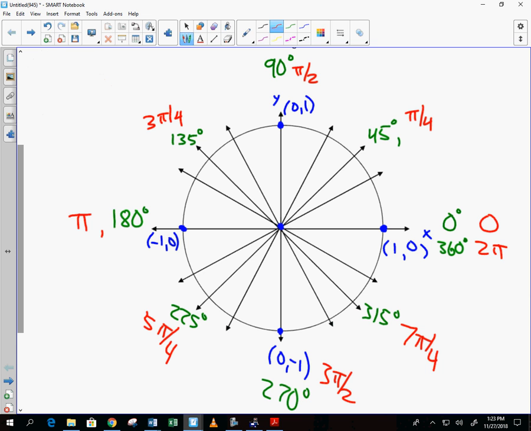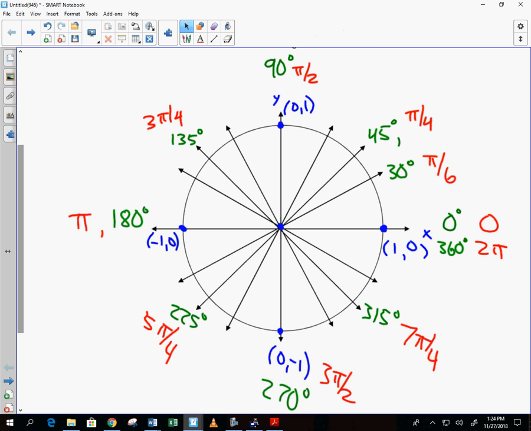All right. I'm going to move on from the pi over 4s. I'm going to move to something else. I'm going to move to this mark right here. I'm going to move to 30 degrees. I'm going to help you think of it in a different way. How many 30 degrees fit in 180 degrees? 6 of them, right? So if 180 is pi, then 30 degrees would be pi over 6. It's 1/6 of 180 degrees, right?